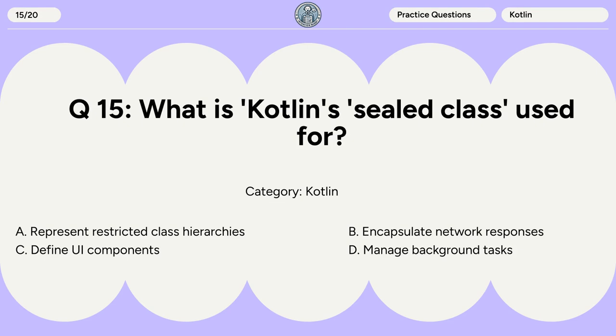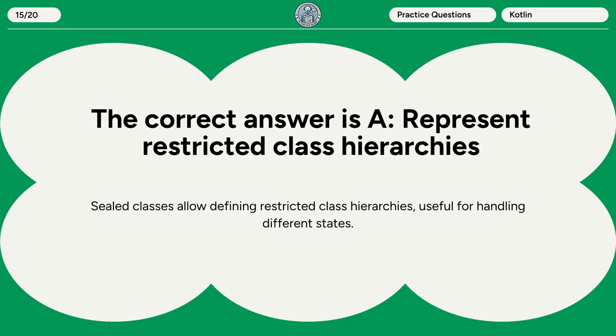Question 15. What is Kotlin's sealed class used for? A, represent restricted class hierarchies. B, encapsulate network responses. C, define UI components. D, manage background tasks. The correct answer is A. Sealed classes allow defining restricted class hierarchies, useful for handling different states.